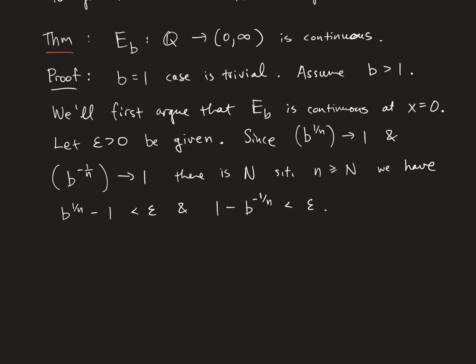So now with this in place, let delta equal 1 over n.